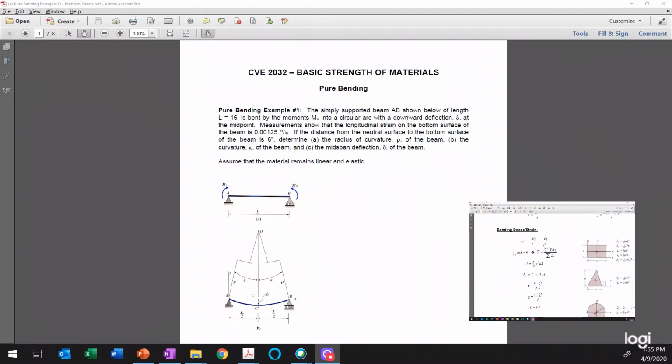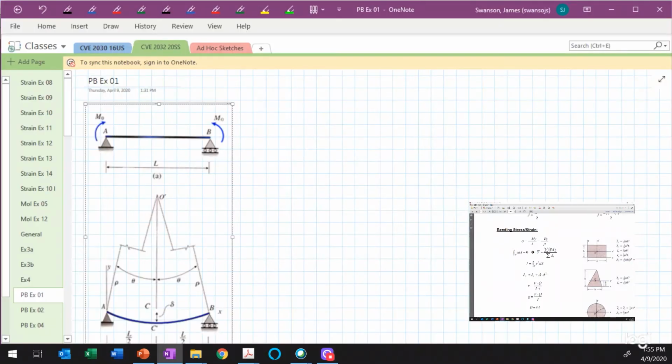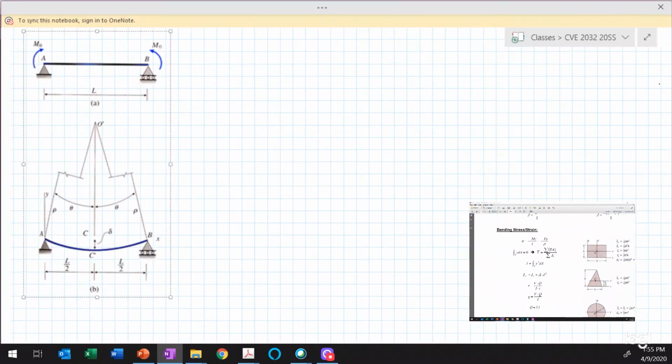The first thing that I'll do is jump into the equation sheet here, and I look up my equations of bending. I have two of them that are useful now. Sigma is equal to minus M times y over I, and sigma is equal to minus E y over rho. So with those, I'll go over here to OneNote, and I'll start working here, and I'll write down the first equation that is going to be our starting point.